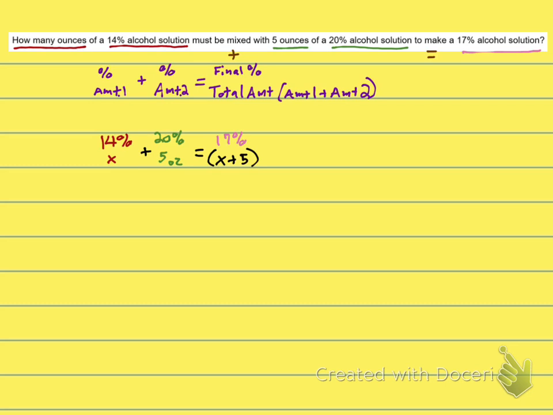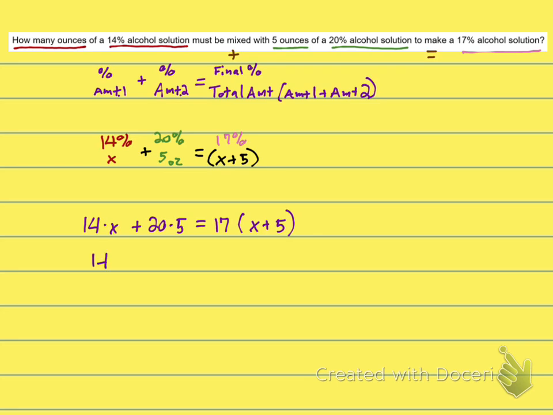So my percentages could be 0.14, 0.20, and 0.17, but if I multiplied left side times right side by 100, it would just be 14, 20, and 17. So I'm going to do that. I'm going to say 14 times x plus 20 times 5 equals 17 times (x plus 5). Okay, and now we just have to worry about the algebra.